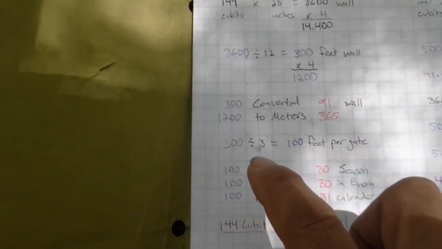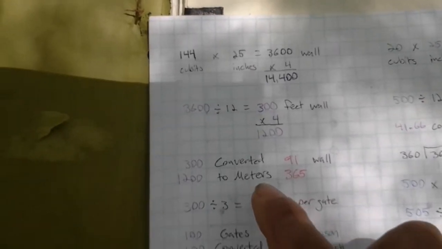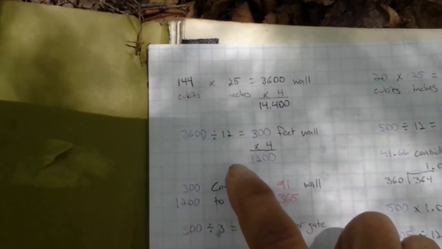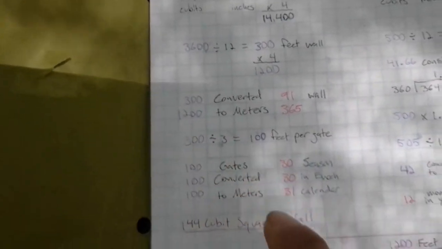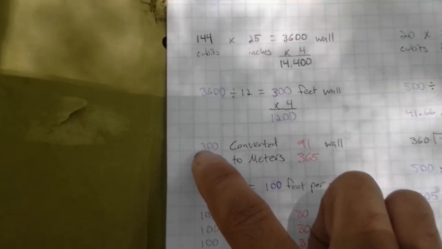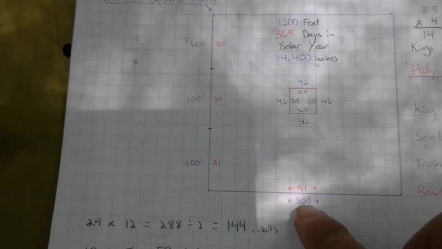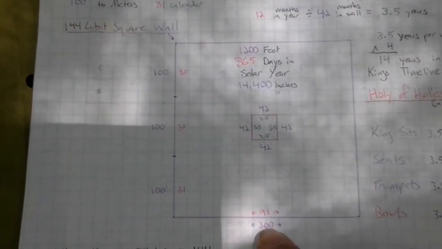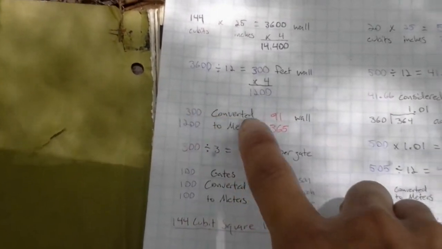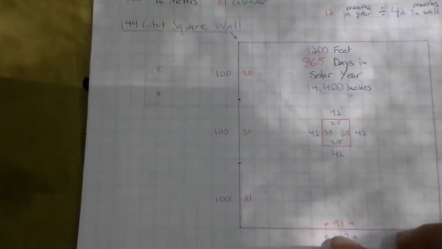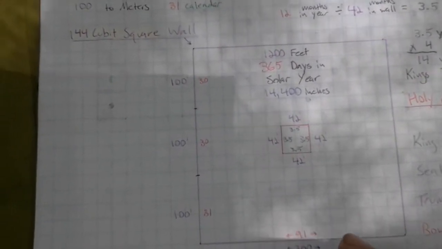Then also, we know that there are gates at each wall. So there are 3 gates at each wall. So we get each wall has, that's where we divide out this 100 here, okay? Now then what we do is we take the 300 that's in each wall, which we got here. We have 300 feet in a wall, and then we convert those feet into meters. Now one wall is 91 meters, okay? So one wall now is 91 meters.